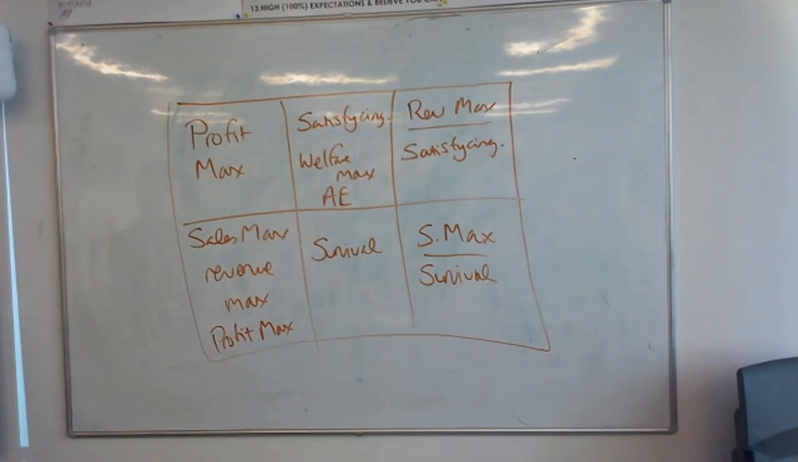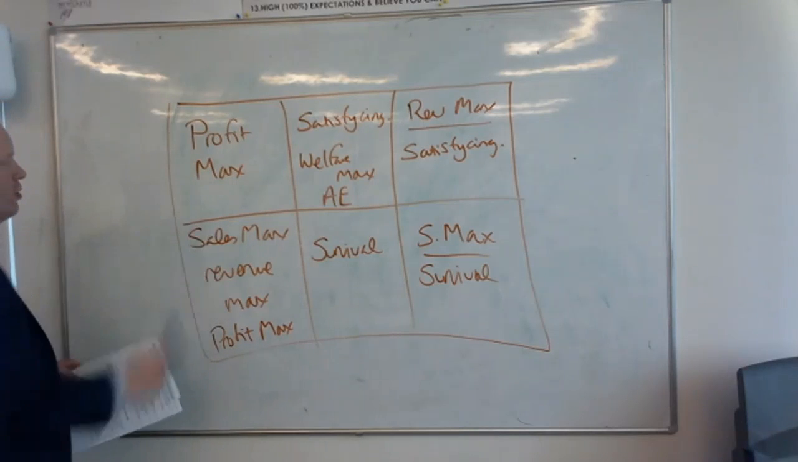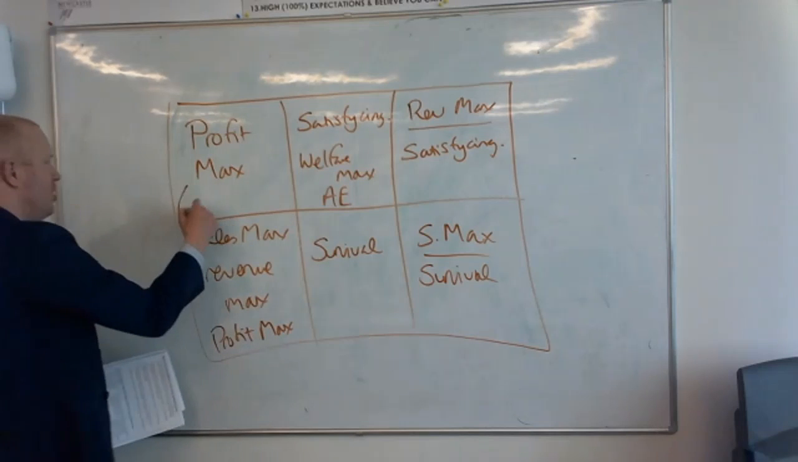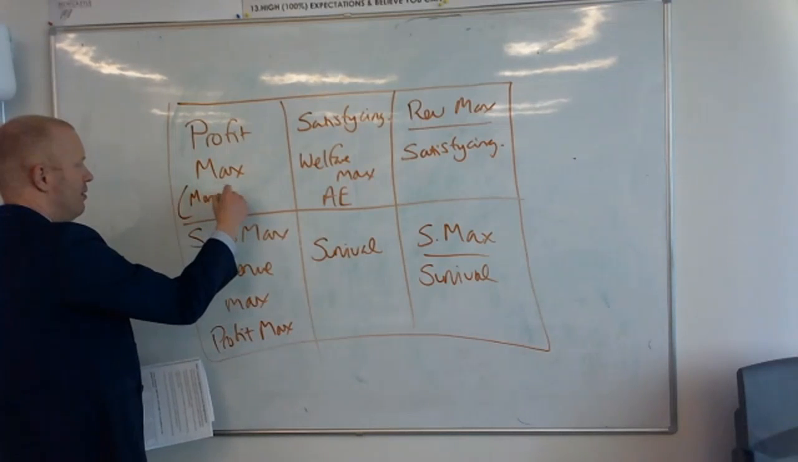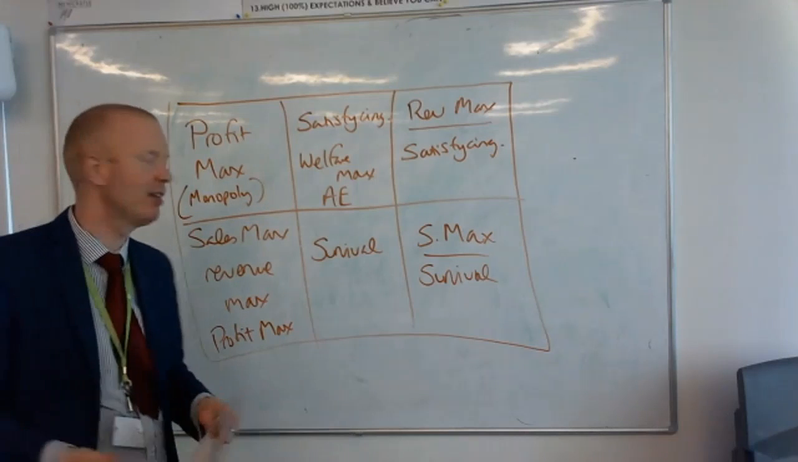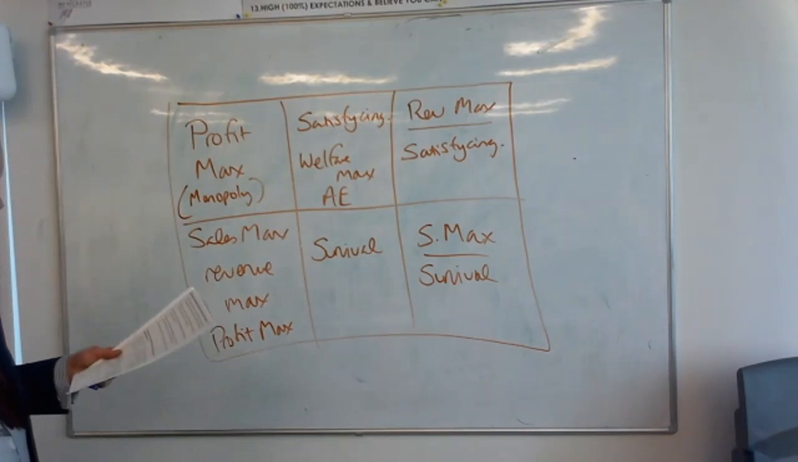If you just want to have a look at the board there, depending on what answers you came up with, there were a few different possible solutions. Being able to take over the rival could be profit max, because if you've got over 70% of the market share, you're effectively now a monopoly. And you'd be able to put your prices up and make the greatest profit possible.